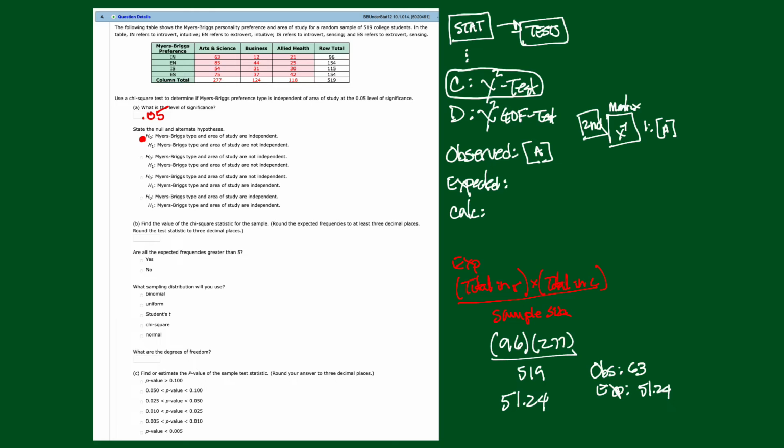But see, what we're doing here is comparing the observed value to what we expect. And if that difference is significant, we're going to reject the claim that what? That preference and, what is this? Preference and area of study are independent. If the difference is not so big, we won't reject it.